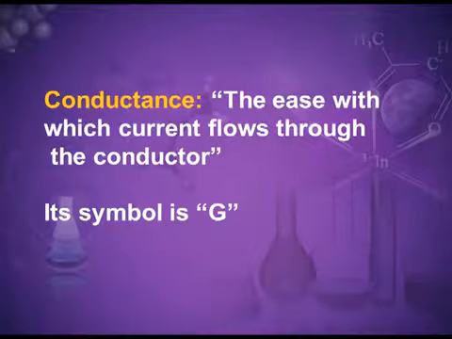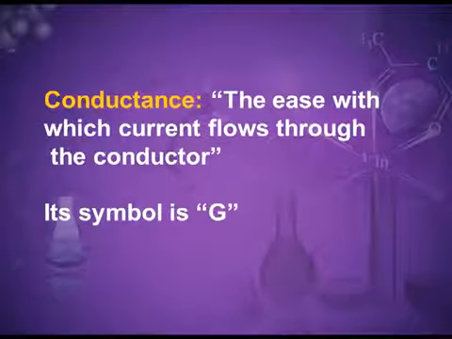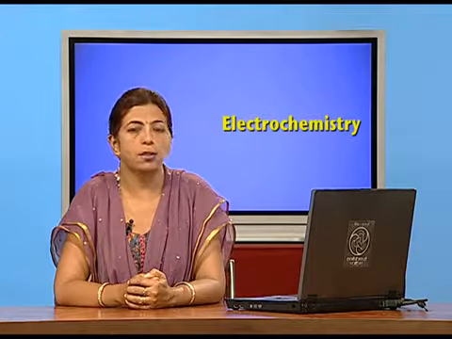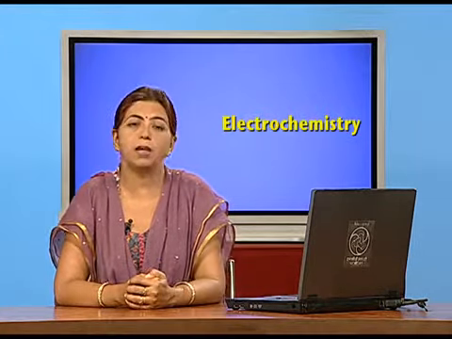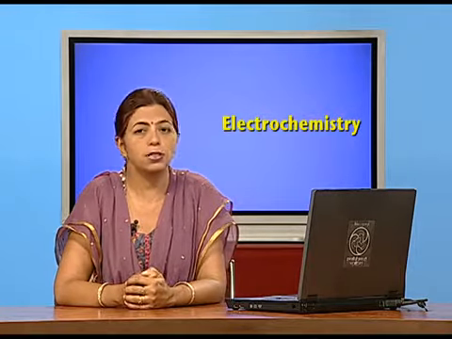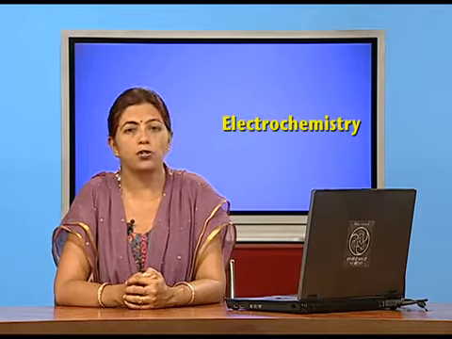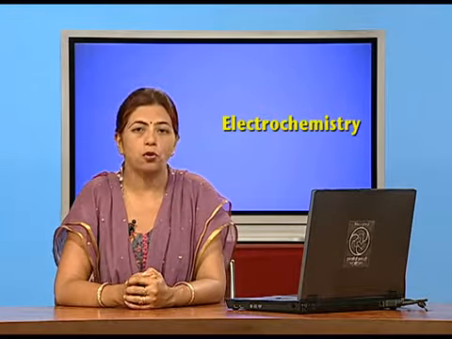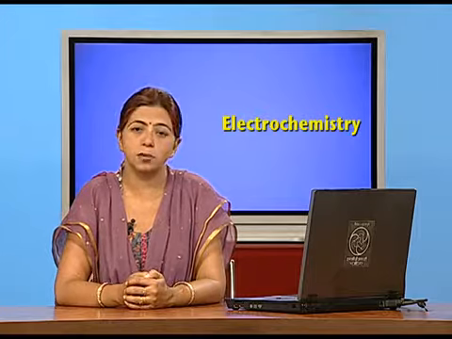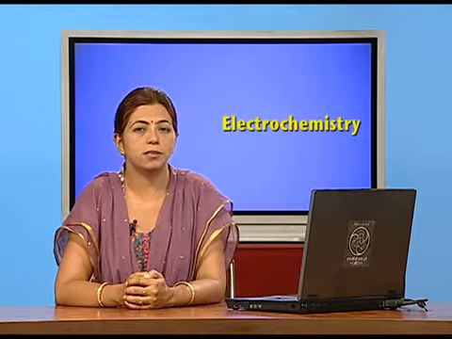Conductance. Conductance is the reciprocal of resistance. It is the ease with which the current flows through a conductor. Its symbol is G. Initially its symbol was capital C, but it has been replaced by G because capital C is used as a symbol for coulombs and concentration. So now we use G as the symbol for conductance.